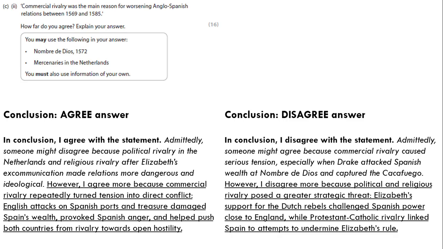And disagree one, unsurprisingly, takes a different line. So, in conclusion, I disagree with the statement. Admittedly, someone might agree because commercial rivalry caused serious tension, especially when Drake attacked Spanish wealth at Nombre de Dios and captured Cacafuego. However, I disagree more because political and religious rivalry posed a greater strategic threat. Elizabeth's support for the Dutch rebels challenged Spanish power close to England, while Protestant-Catholic rivalry linked Spain to attempts to undermine Elizabeth's rule. So it's about the strategic nature of the threat here rather than it being a direct challenge.